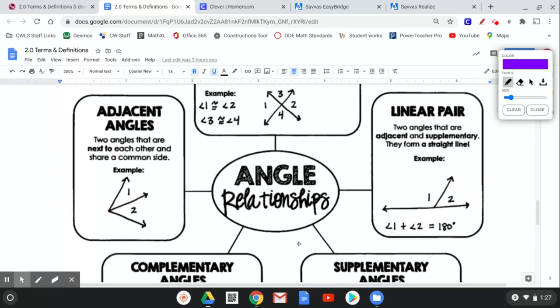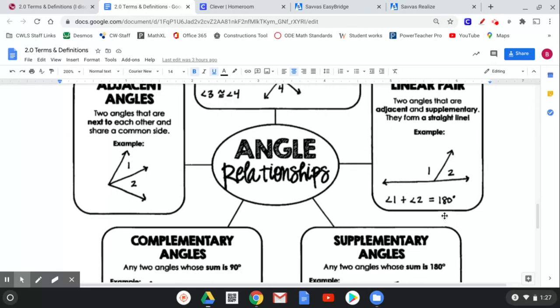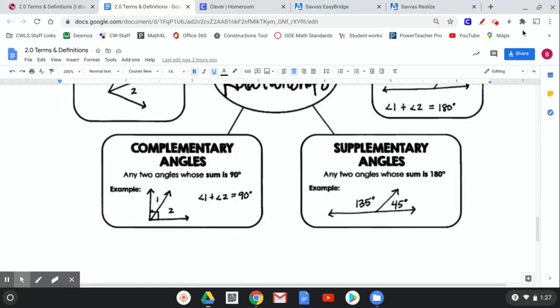All right, so the last one I want to talk about, and the one I've kind of already talked about a little bit, is supplementary. So two angles whose sum is 180 is supplementary. Sum just means addition. This example they have, they're also a linear pair.